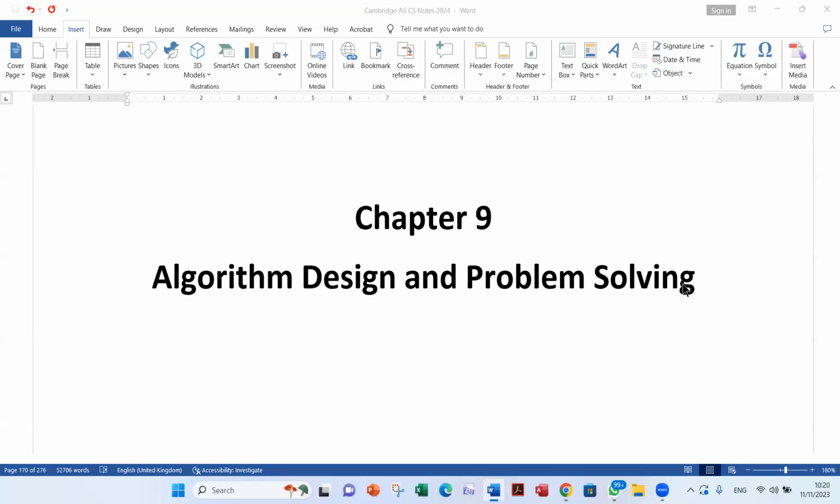Cambridge AS Computer Science, Chapter 9, Algorithm Design and Problem Solving, Part 1. We start with Chapter 9 from the very beginning. And Chapter 9 is somehow about programming. I say somehow because actually we will not be directly coding. Actually, we will never be coding in the AS.